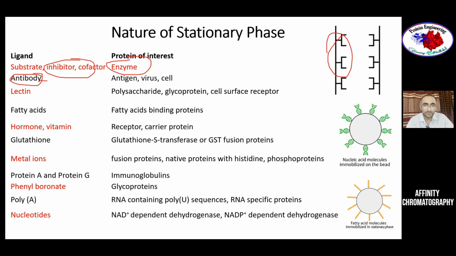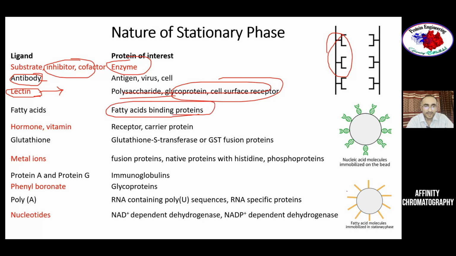Similarly, if you want to purify glycoproteins or polysaccharides or cell surface receptors, lectin can be used in the stationary phase. Lectins are a family of proteins which bind to sugars, so sugar binding proteins can be immobilized to a solid matrix in order to purify polysaccharides and glycoproteins. Similarly, if you are interested in fatty acid binding proteins, fatty acids can be immobilized on the stationary phase, or hormones and vitamins also can be immobilized in order to purify any analyte which can interact with them specifically and strongly.